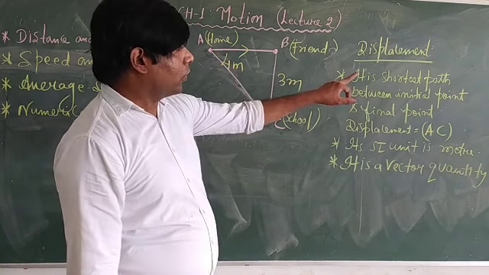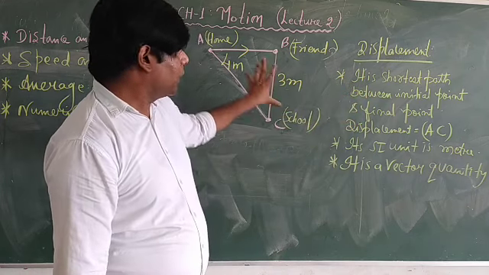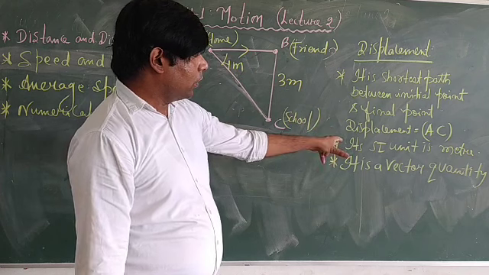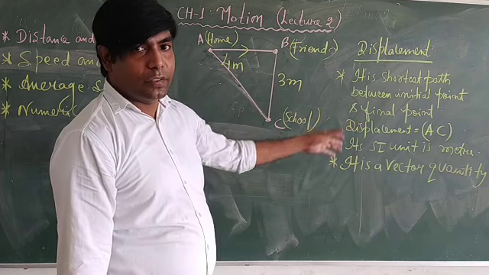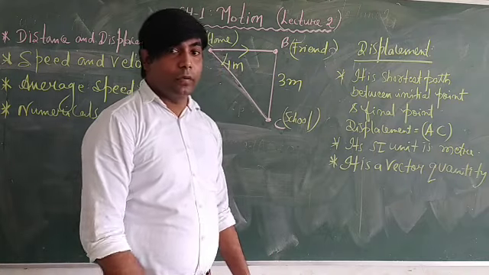Right? It is the shortest path between the initial point and the final point. Displacement in this case is given by AC. Its SI unit is also meter. It is a vector quantity because it requires direction.